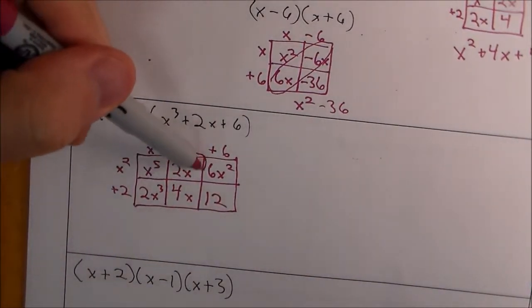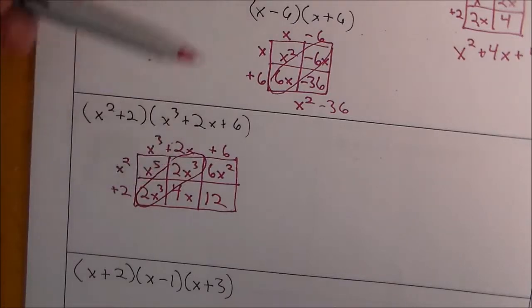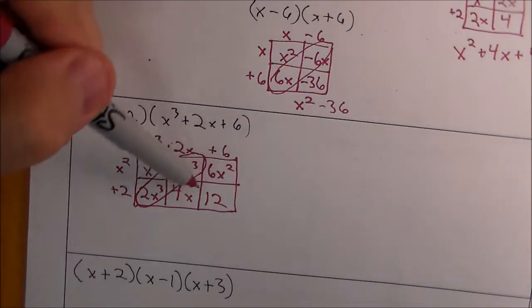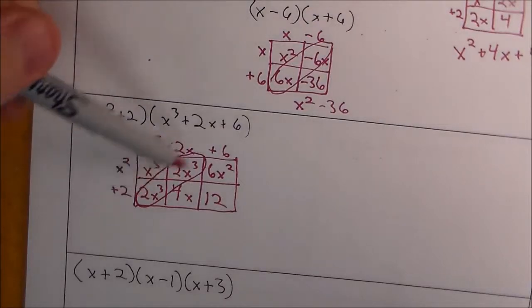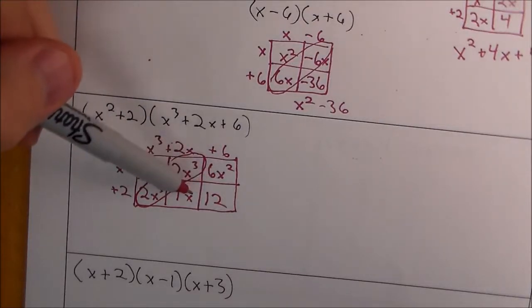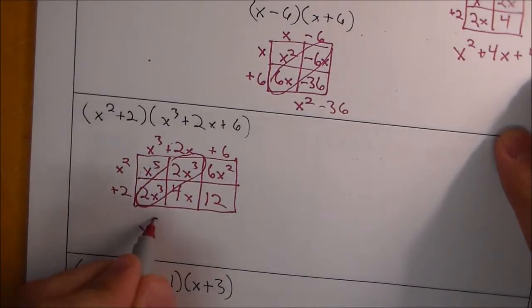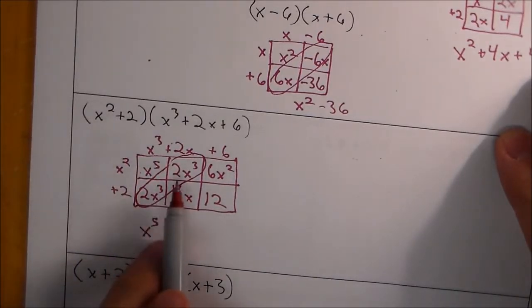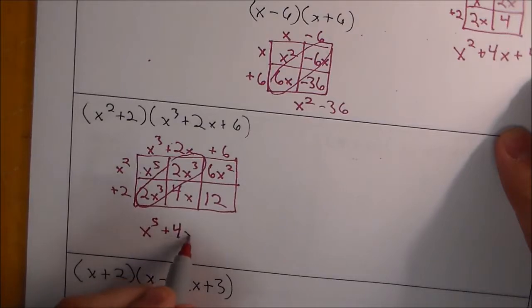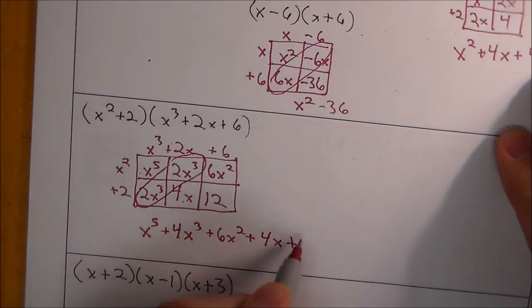Now, if we look at like terms, I have like terms right here. They're both x to the third, but these are not, and that's fine. Usually we see like terms as diagonals, but they're not guaranteed. We'll still just write it out with our solution. So I have x to the fifth as our lead term. x to the third and x to the third, we get 4x to the third. 6x squared is next, then 4x, and then last 12.